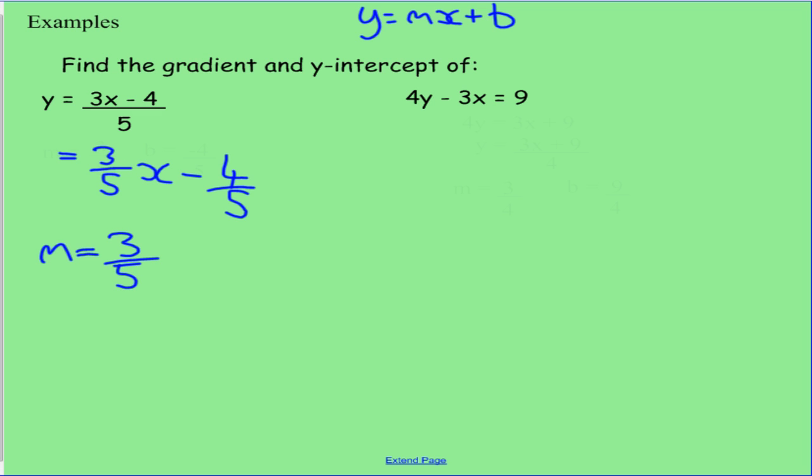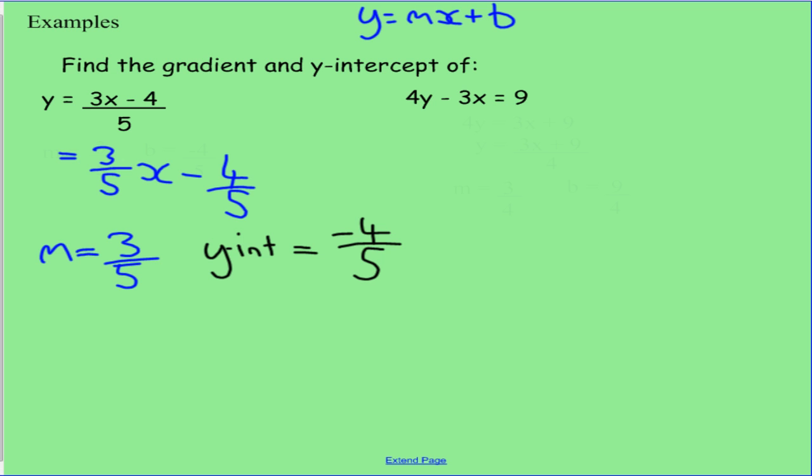Our y-intercept is equal to, now in our formula we have a plus b, but in our case it's minus 4/5, so that means our y-intercept is negative 4/5. And that's all there is to it. We've identified the gradient and the y-intercept from just the form of the equation.